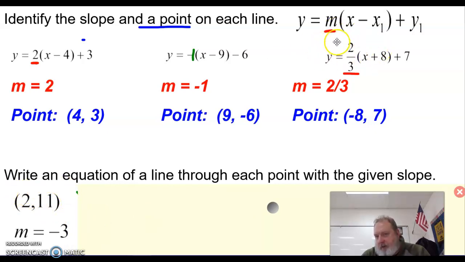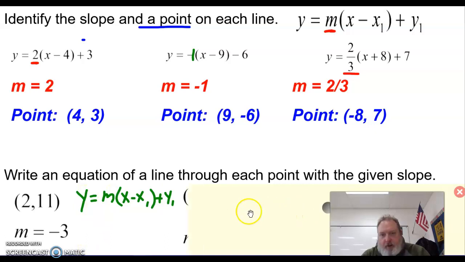Here they gave us the equation. We identified the slope and the point. Now we've got the point and the slope. They want us to write an equation. So we have our slope right there. We know it's going to be y equals negative 3. So this is the equation we're using.